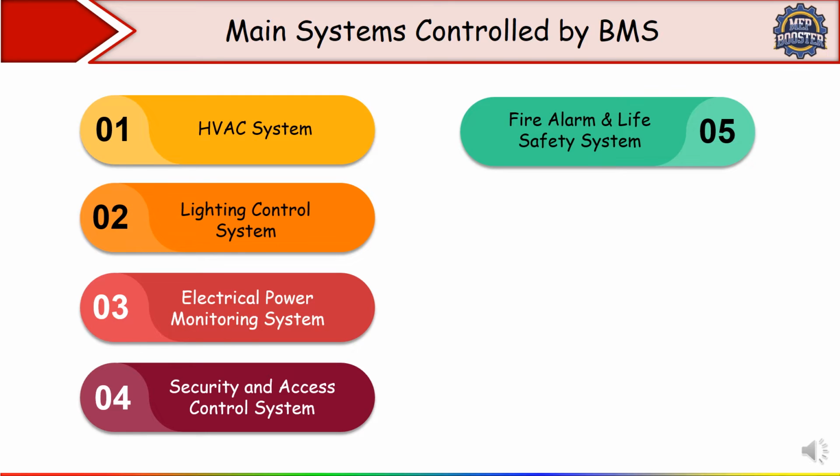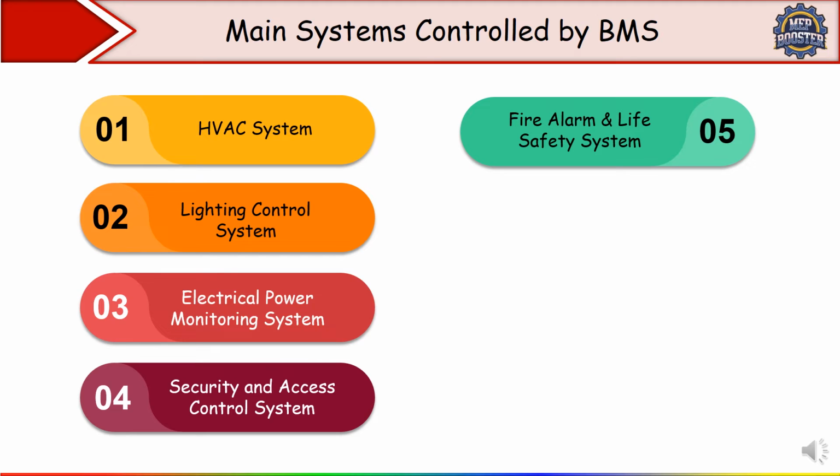So here the BMS denies access to restricted zones and logs access activity and security breaches. It also integrates CCTV feeds and alarm events. For example, unauthorized entry into the server room at midnight triggers an alarm and a notification to security staff. So in this way the system is controlled by BMS.